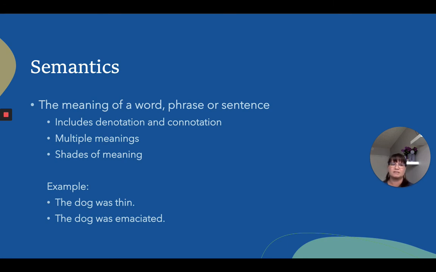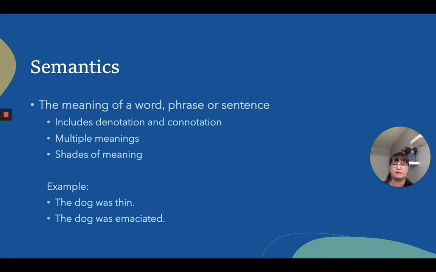And now on to semantics. As I mentioned before, studying morphology increases students' semantic knowledge. And semantics is the meaning of a word, phrase, or sentence. And it includes denotation, that's what a word actually means, and connotation, it's the flavor of the word, which I'll show you an example of in just a second, multiple meanings, and shades of meaning.